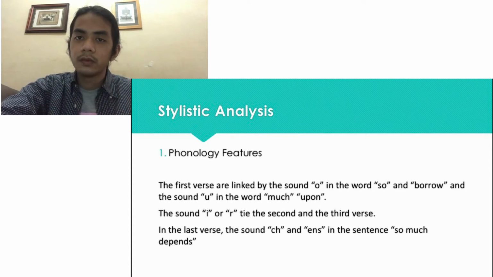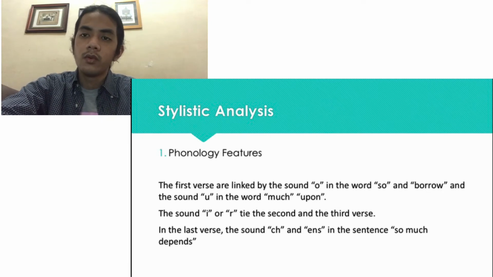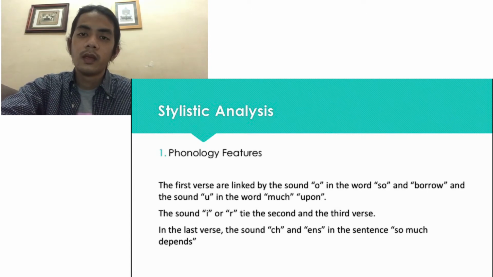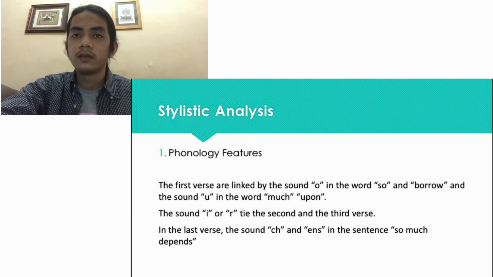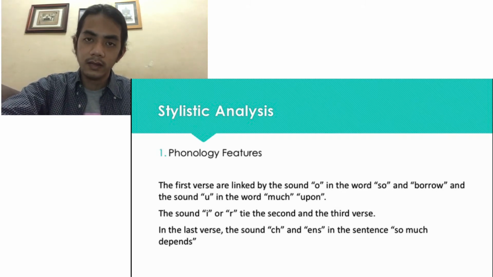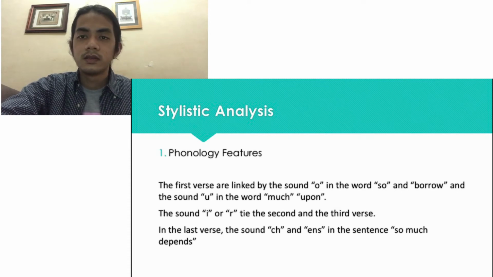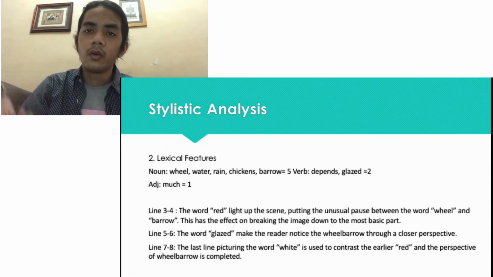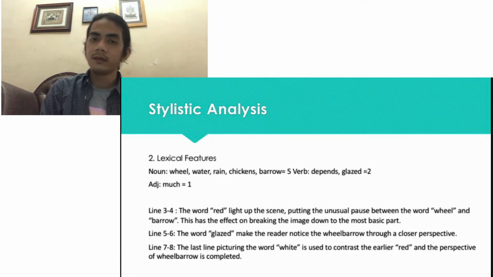The first verse is linked by the sound O in the words "so" and "barrow", and the sound U in the words "much" and "upon". And then the sound E or R ties the second and the third verse. And in the last verse, ch ends in the sentence "so much depends". Okay, now let's talk about the second stylistic analysis.